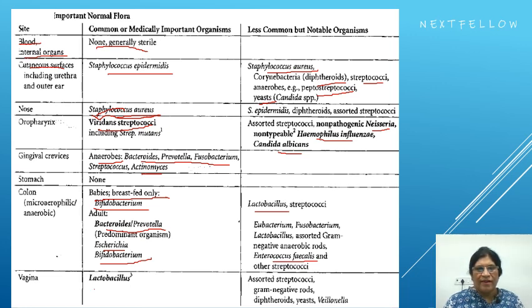Vagina has Lactobacillus. This is again a question asked, that the normal bacterial flora of the vagina mainly has Lactobacillus, although streptococci can be present. The importance of streptococci in the vagina is significant. We will discuss it subsequently. Gram-negative rods can also be present in the vagina. Diphtheroids, yeasts, Veillonella are all present. But remember, it is usually the Lactobacillus that is present in the vagina.